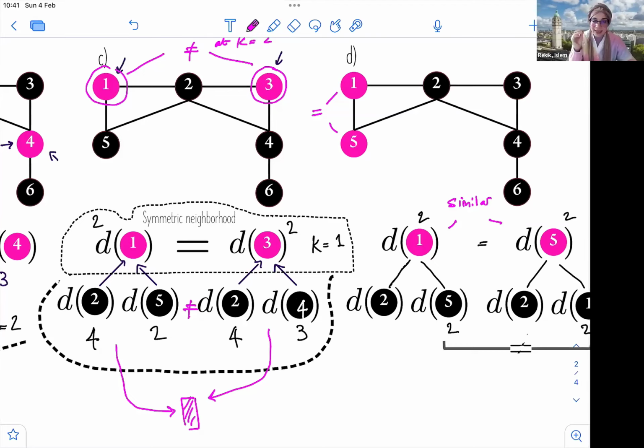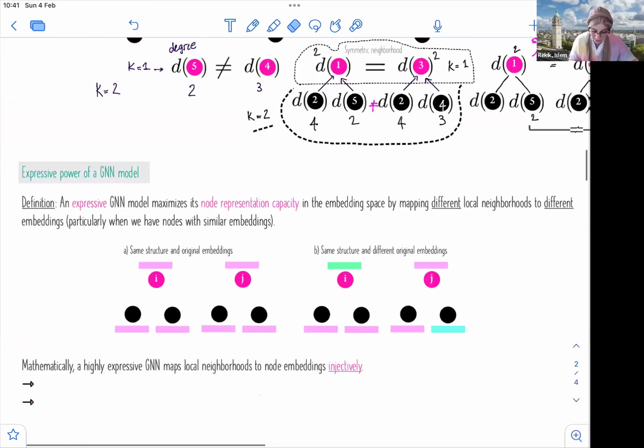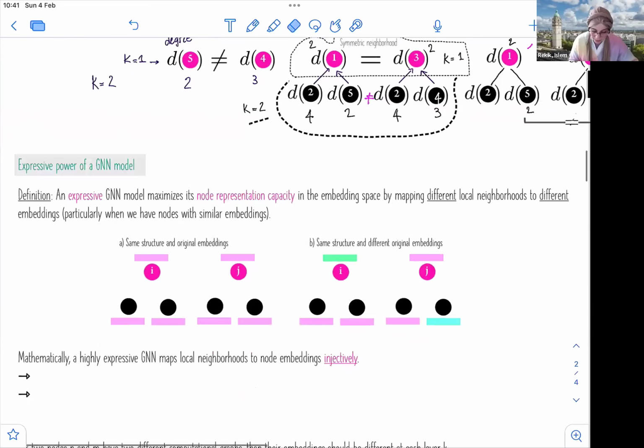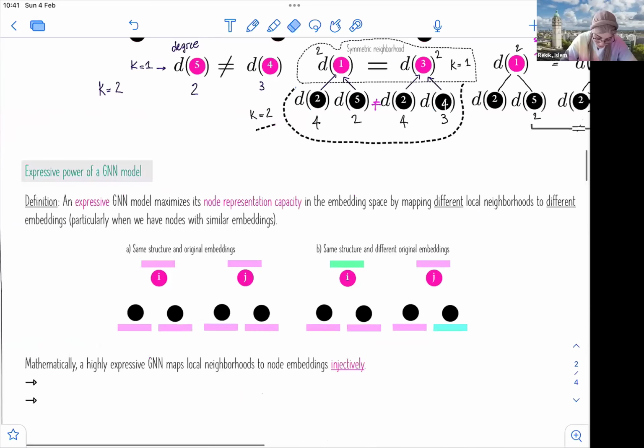Okay, so you may ask, how can we know? So actually we do aggregation, we do different things, but let's dig deeper one step at a time. So here, the expressive power of a GNN model is defined as follows. So let's look at this step by step. Okay, so an expressive GNN model maximizes its node representation capacity in the embedding space by mapping different local neighborhoods to different embeddings. So this is the most important thing. If the original local neighborhoods are different, we must get different embeddings.